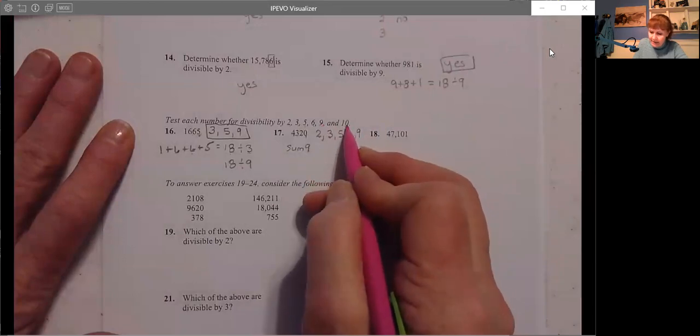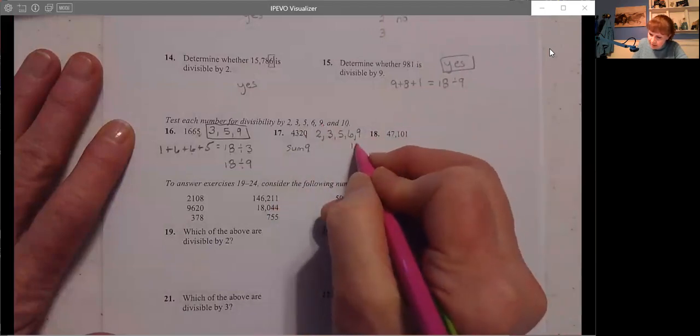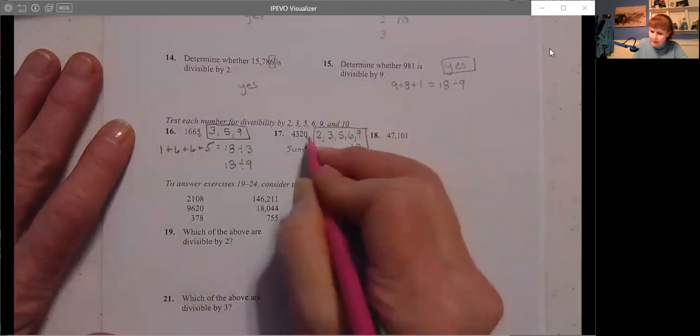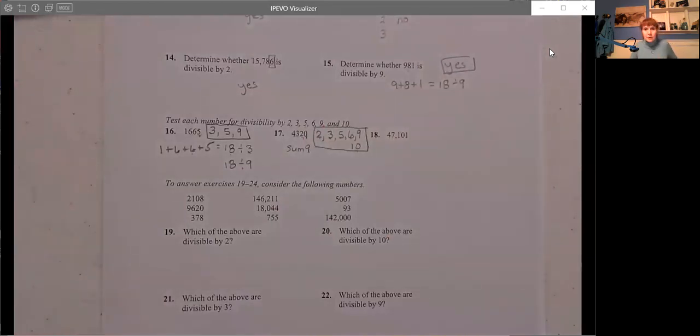10, is the last digit 0, or is the ones digit 0? Yes. So 10 also works. So all of these numbers would go into that one evenly. Okay, so I think that's probably all we're going to do on the divisibility rules. And again, if you have any questions on that, you'll have to ask me.